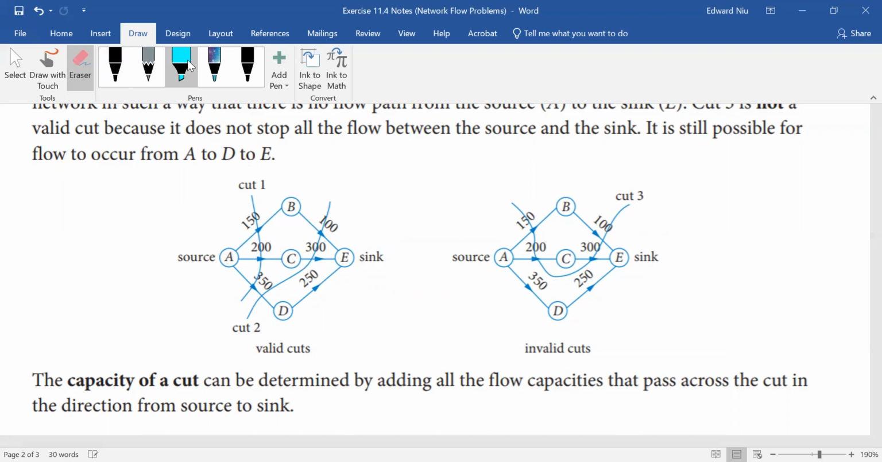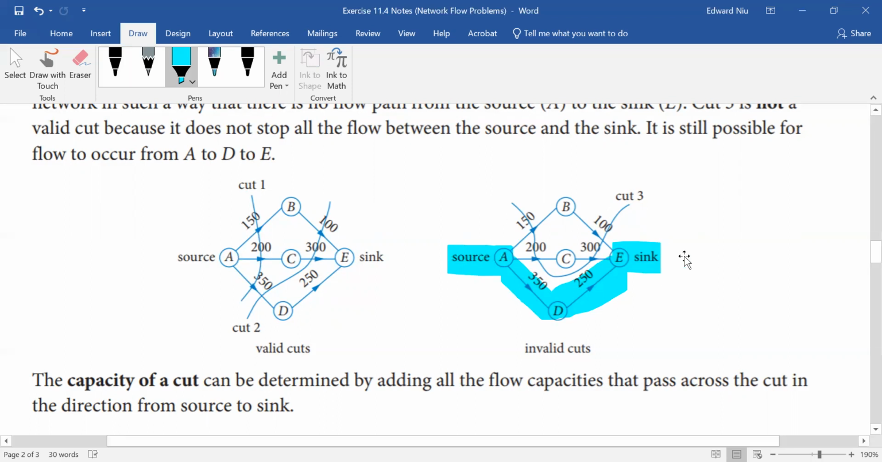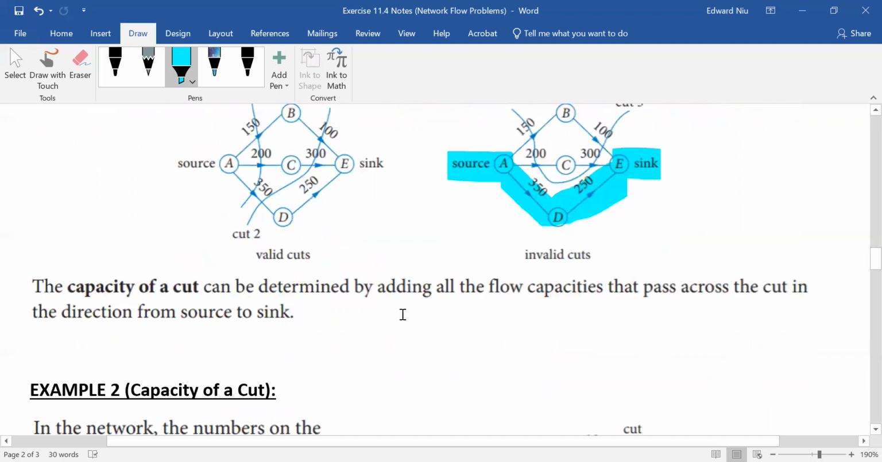All right, now the reason why the network on the right isn't a valid cut is because the water can still flow from A through to D all the way to the sink. Okay, so that's why this cut actually doesn't do anything. Whereas the other ones on the left, they'll stop all water flow.